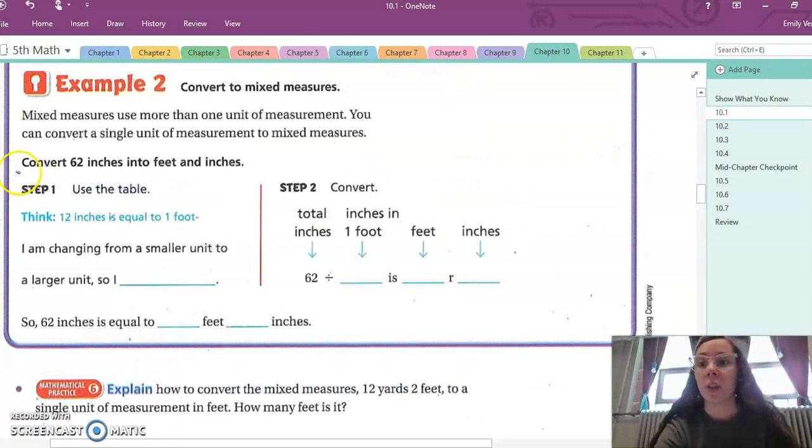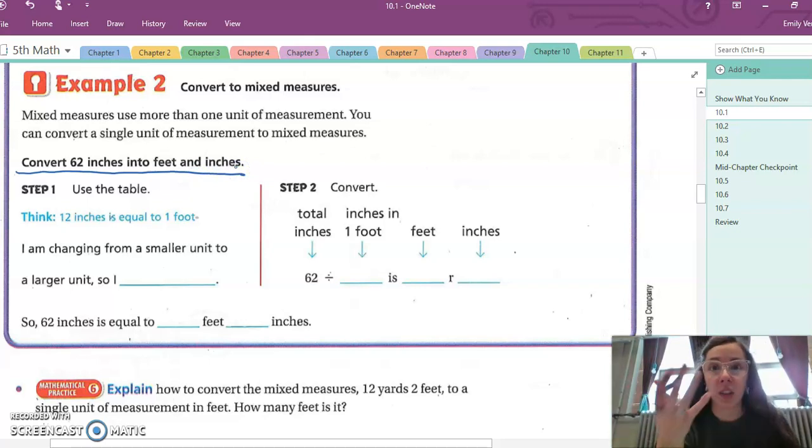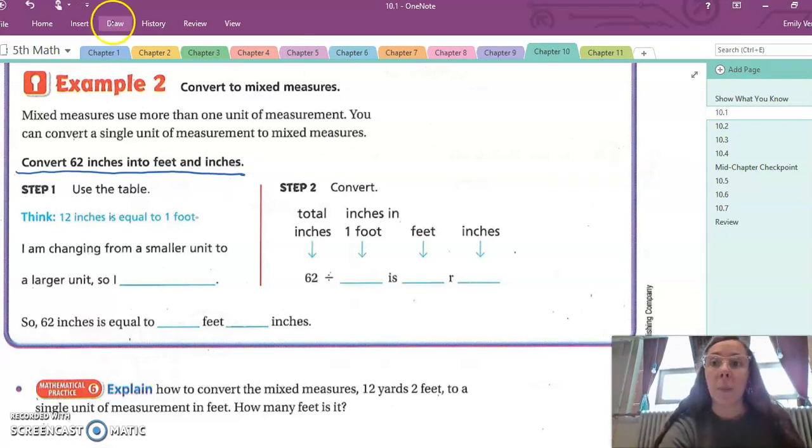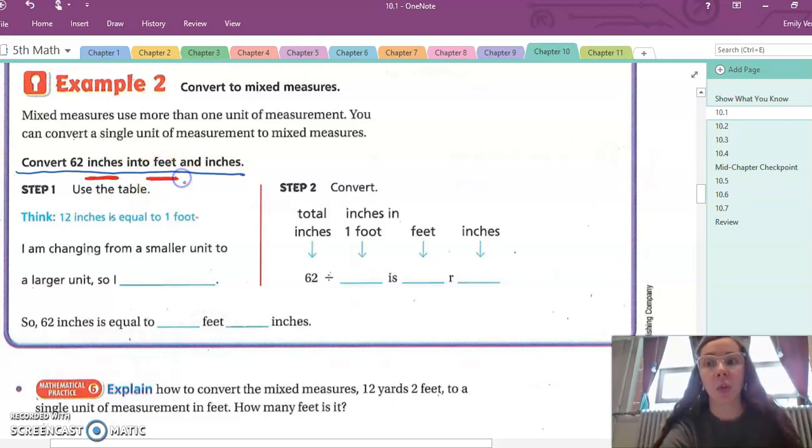It says convert 62 inches into feet and inches. So they want to know how many feet and inches are in 62 inches. Now, I'm going to use a different color so you can see what's going on here. This is our first number, and the first unit that we're going into is feet. So we're going from inches into feet.